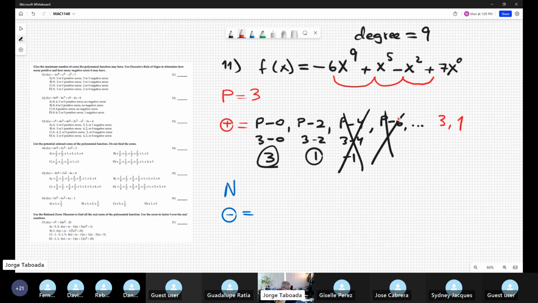Yes. Now the negative part. First of all, I need to make a reflection. Look, I try to explain the reflection. The reflection is I change x for negative x.